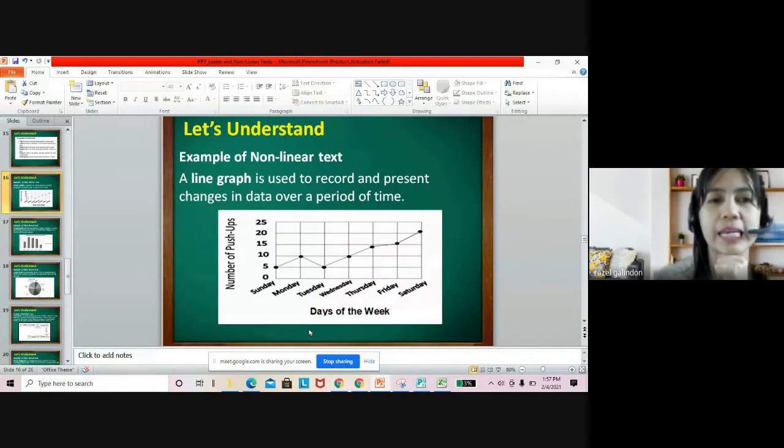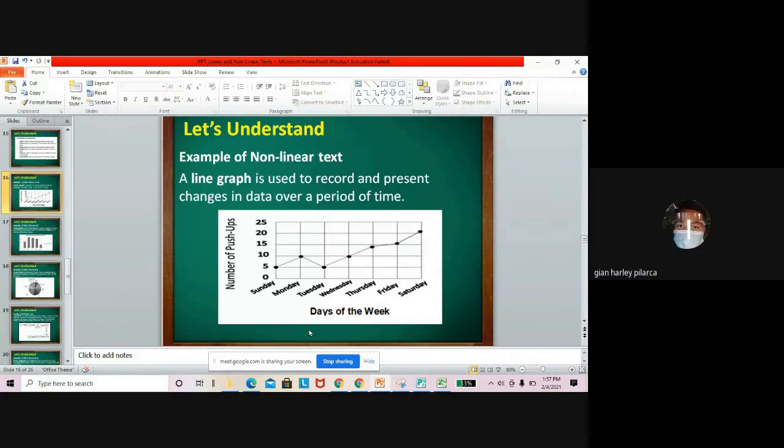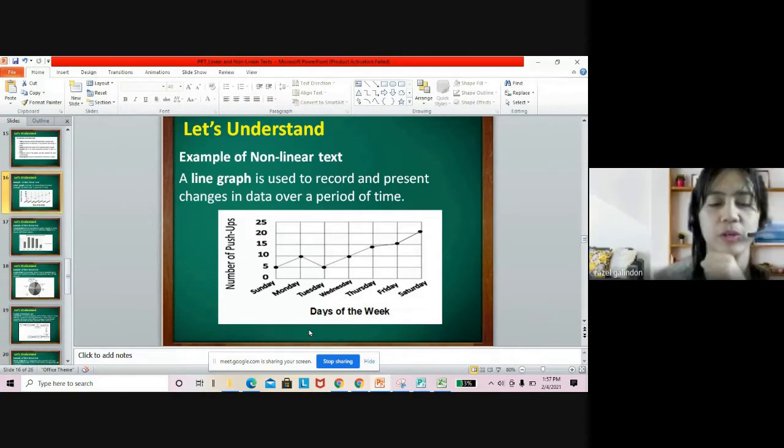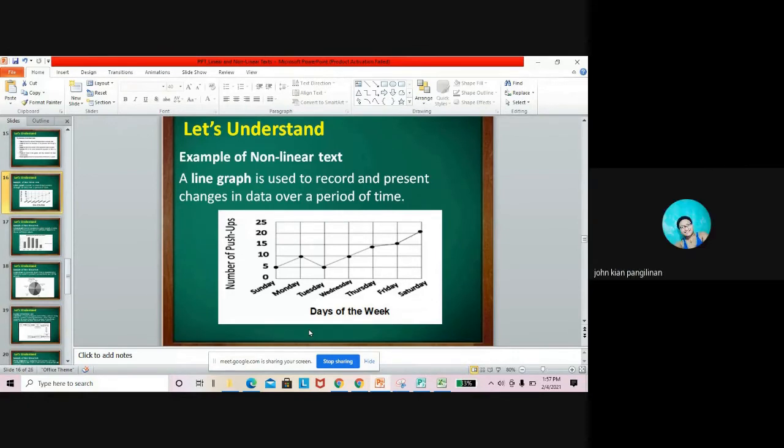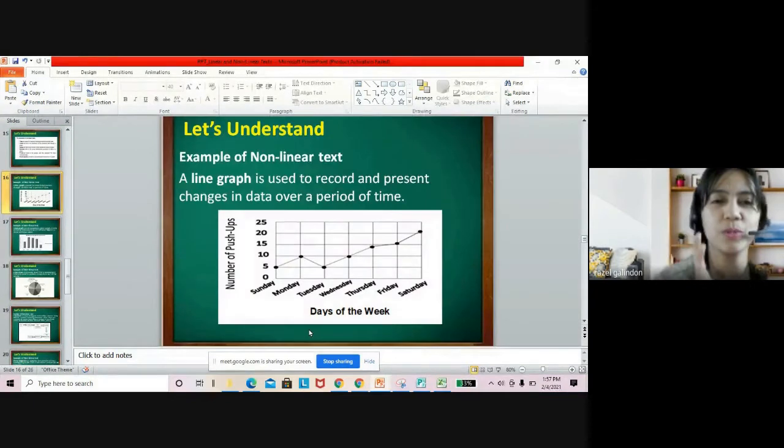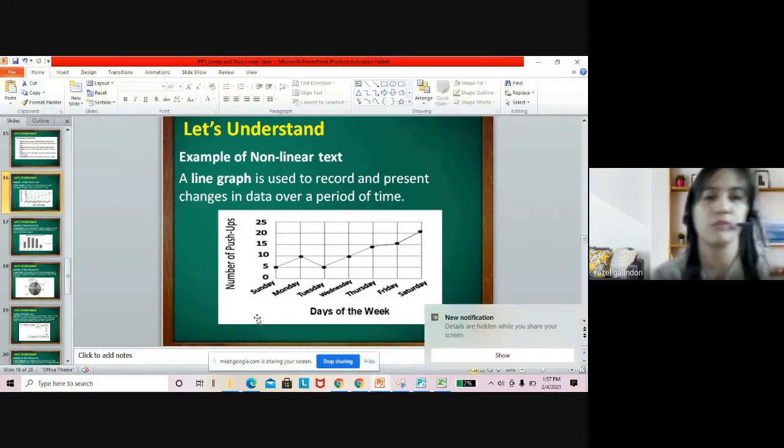How about the scales? What do you think? Number of push-ups? Numbers. What numbers are those? 0, 5, 10, 15, 20, 25. Okay, very good. So those are the scales, the numbers on the side: 0, 5, 10, 15, 20, and 25.